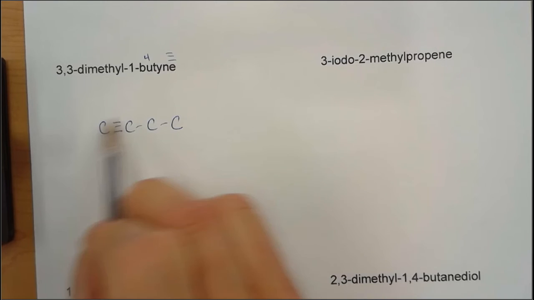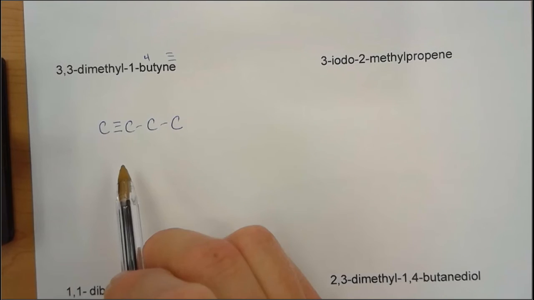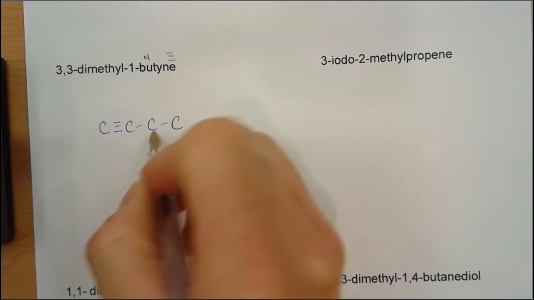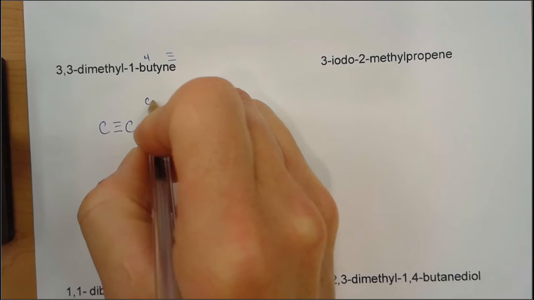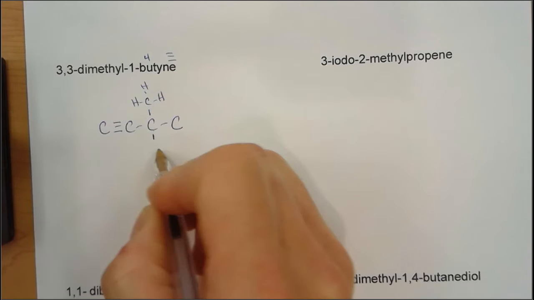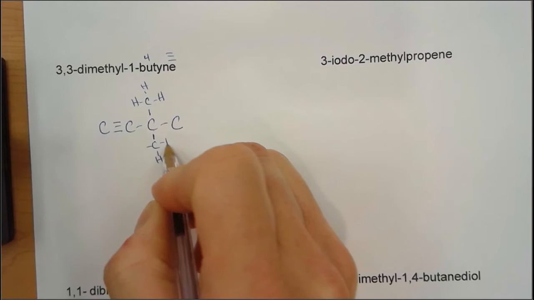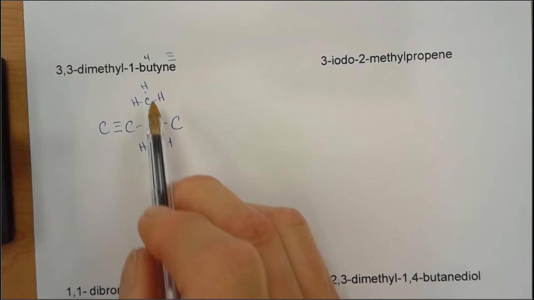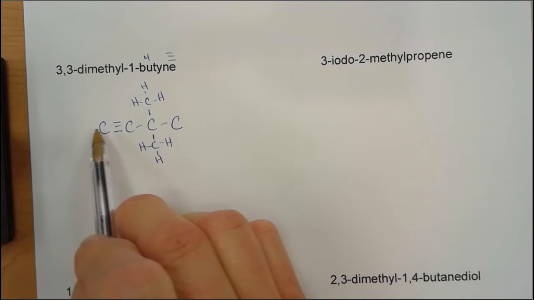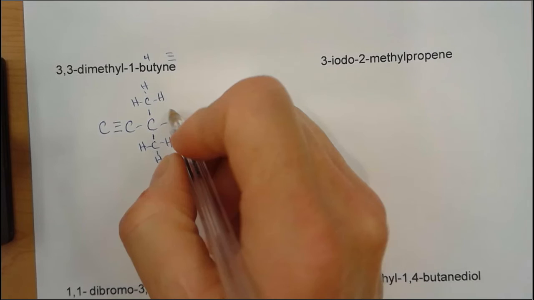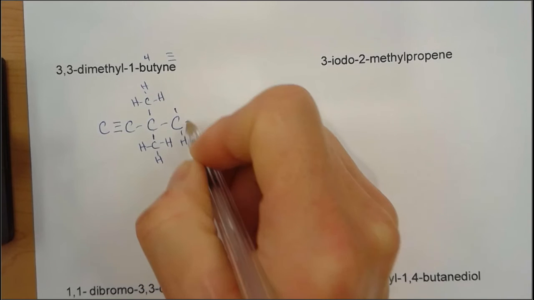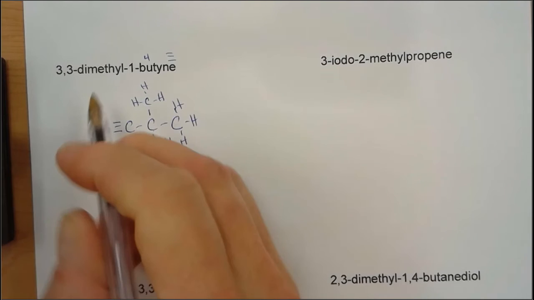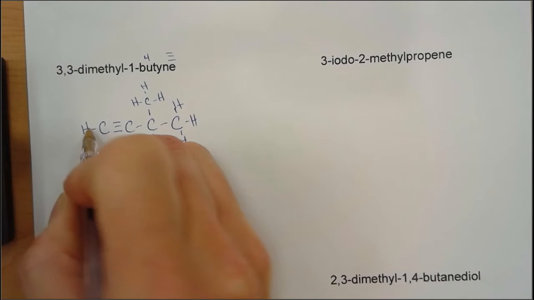So this is carbon 1, 2, 3, and on 3 we have 2 methyl groups. So we put our 2 methyl groups. So this is 3,3-dimethyl. This is 1-butyne. Let's add our hydrogens. Notice now on this carbon you have 4 bonds already. Here you have 3. You just simply need 1 more hydrogen. And this hydrogen could have gone anywhere.